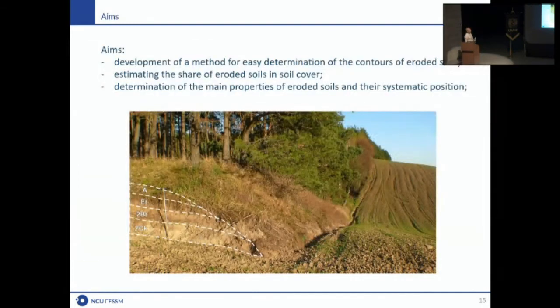So we decided to make an investigation of them. First, check the method of how we can easily find these soils in the field, and you will see that it's a very simple method. Even my daughter, who is 7 years old, can do it without any problems. Then estimate what is the share of these totally eroded soils, and also determine the main properties of the soils, and thanks to that also estimate their systematic position according to WRB. On this slide, you can see that sometimes it's so clearly visible in the field.